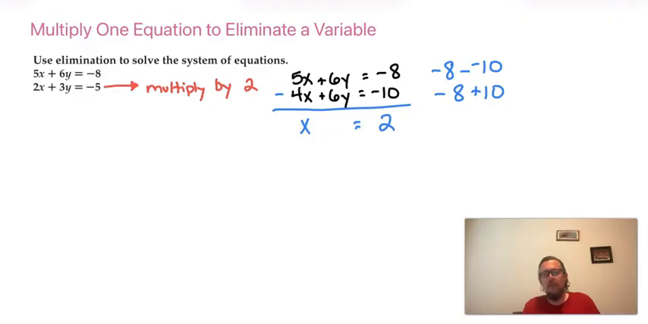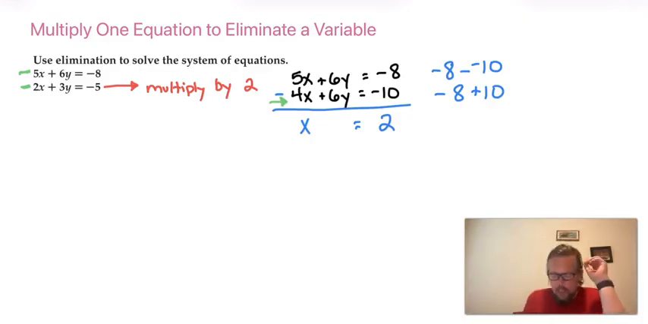X is 2. So now we need to figure out y, and we can plug x into any of three equations. We could plug it into the first equation, the second equation, or we could plug it into this equation right here that we have multiplied by 2. Now, plugging it into the equation where you've multiplied is rarely the best way to go. Sometimes it is. We'll look at that a little later. But in this case, certainly not, because multiplying by 2, all we did was make the numbers bigger. We don't want to deal with bigger numbers if we don't have to.